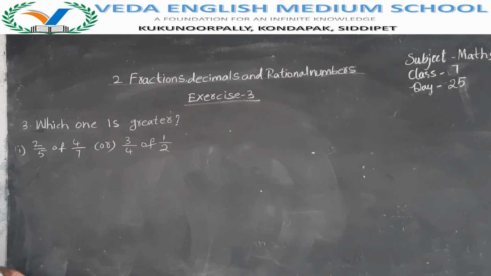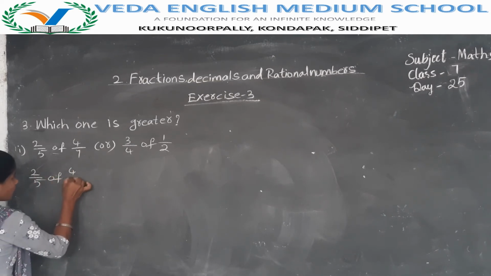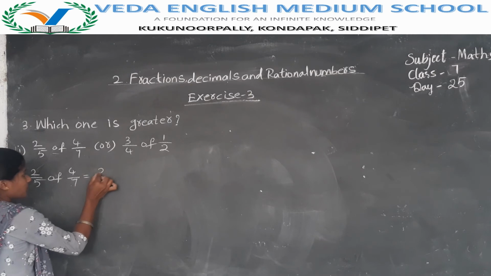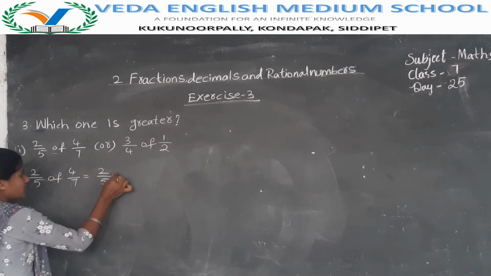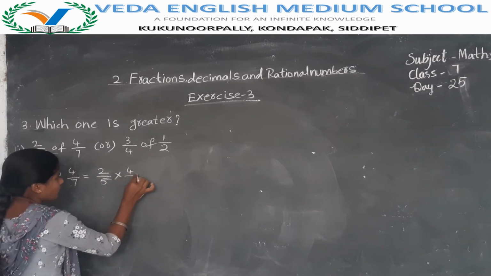First of all, we'll convert. We have learned about 'of'. What is meant by 'of'? 'Of' means into. Already we have learned this in our previous class: in the class, 'of' represents into. So 2 by 5 of 4 by 7 means 2 by 5 into 4 by 7. 'Of' means into, you have to write it, that is, 4 by 7.